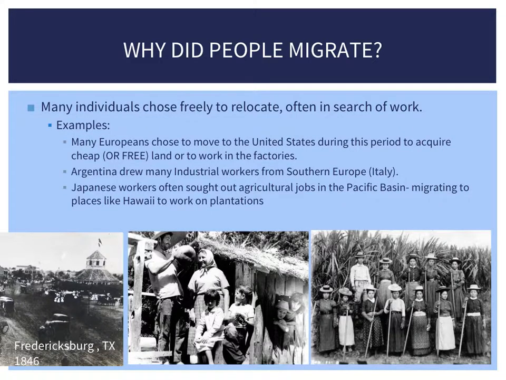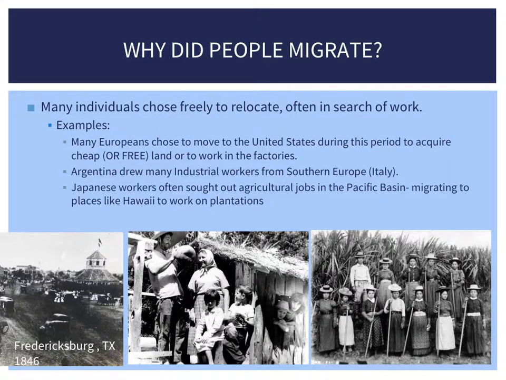Also, people came to take jobs in the growing factories in the United States, because United States industrialization really took off in the 1800s, and so there was a great need for laborers. Another example, Argentina drew lots of workers from Southern Europe, places like Italy. Japanese workers often sought out agricultural jobs throughout the Pacific region, places like Hawaii, for example.